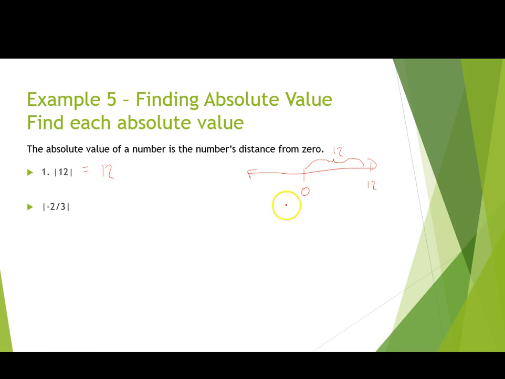The absolute value of negative 2/3, here's negative 1. Negative 2/3 is about right here. So the absolute value of negative 2/3 is 2/3 of a jump over. The absolute value of 0 is 0. The distance from 0 to 0 is 0.